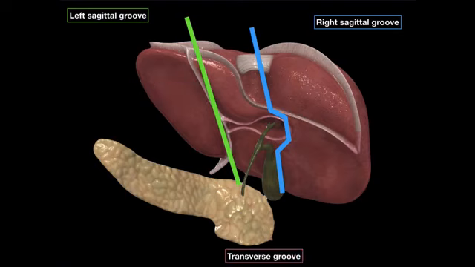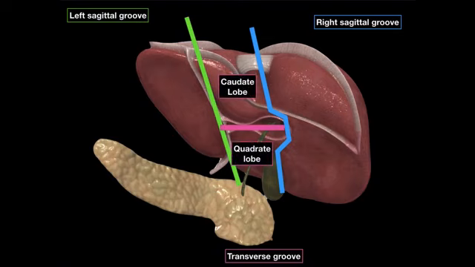And then finally we can see one more groove called the transverse groove. And the transverse groove lies directly in what is called the porta hepatica, and you can in many ways use the word transverse groove as a synonym for porta hepatica. I will elaborate on porta hepatica in a second, but let's just look a little deeper into the transverse groove. So the transverse groove goes like this and separates the caudate lobe from the quadrate lobe.